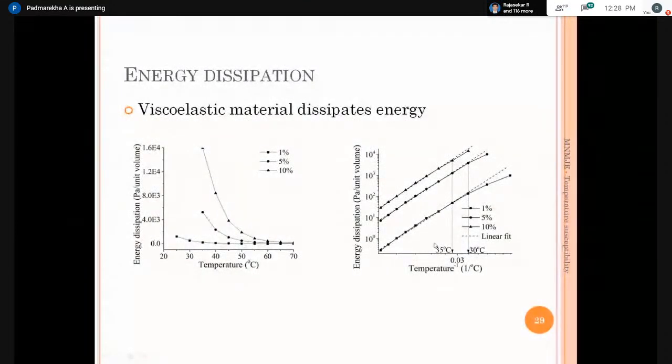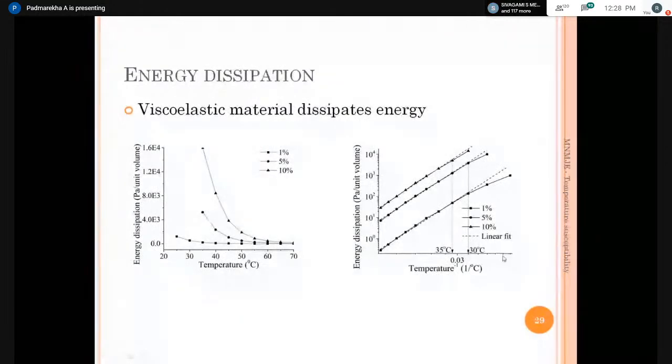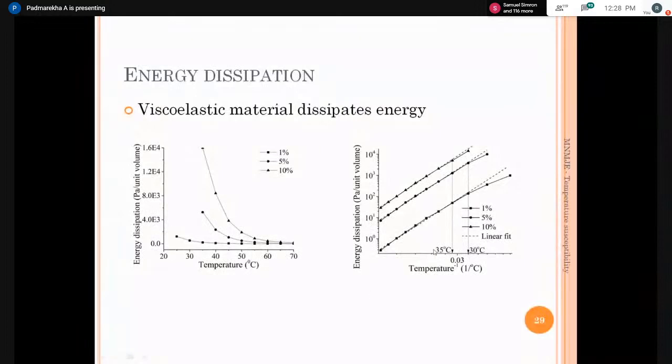You can see this energy dissipation plotted as an inverse of temperature. So here at the beginning it is low temperature, and it is an inverse of temperature. So this is high temperature and this is low temperature. Why it is plotted as an inverse of temperature is, you might know the Arrhenius equation. Just to check whether this energy dissipation satisfies the Arrhenius equation, we plotted it with respect to the inverse of temperature, and you can see that this dotted line is the Arrhenius fit, where energy dissipation varies linearly with the inverse of temperature. So the energy dissipation is compared with the Arrhenius fit.